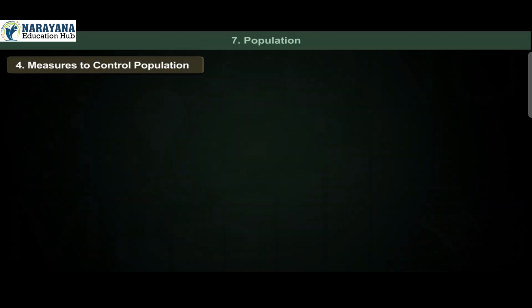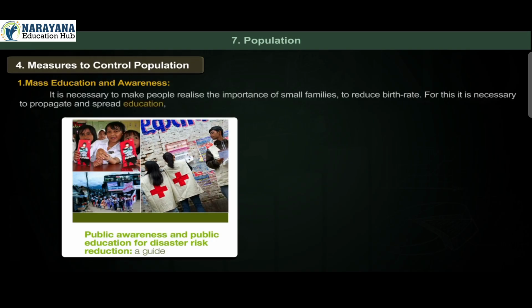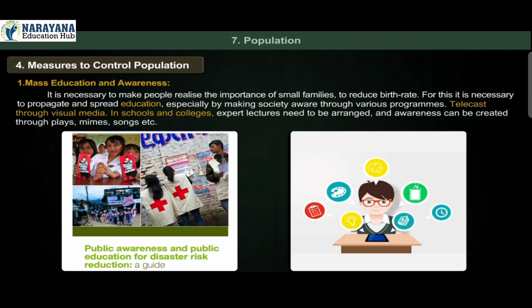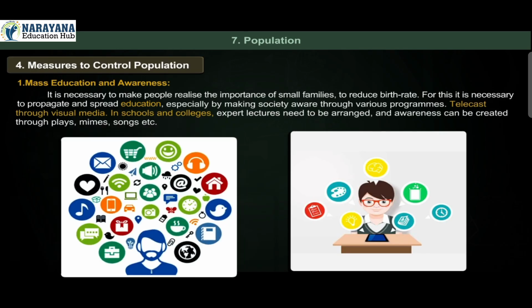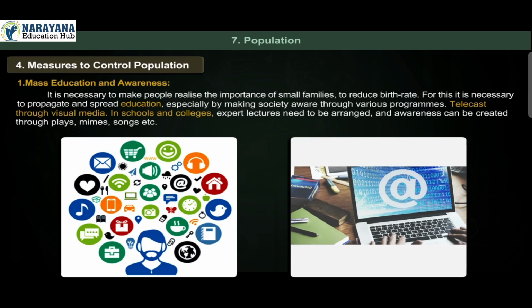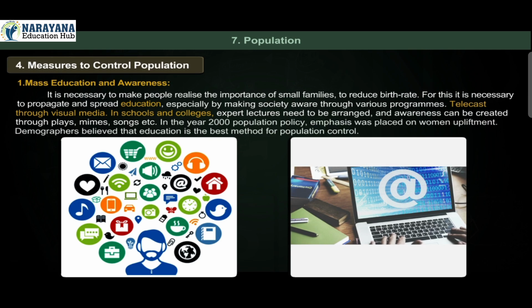Measures to control population, mass education and awareness. It is necessary to make people realize the importance of small families to reduce birth rate. For this, it is necessary to propagate and spread education, especially by making society aware through various programs. Telecast through visual media, in school and colleges, expert lectures need to be arranged and awareness can be created through plays, mimes, songs, etc. In the year 2000, population policy emphasis was placed on women upliftment. Demographers believe that education is the best method for population control.